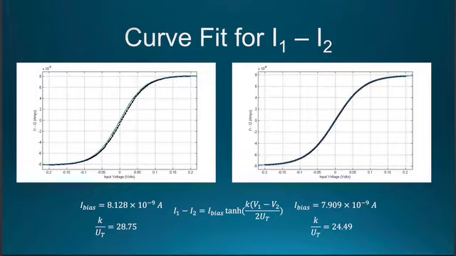These are our curve fits for I1 minus I2. We used a tanh equation to curve fit and find an I bias and kappa over UT. Overall, for the three, our I bias and kappa over UT did not change very much between the three graphs, while for the measured data it changed slightly between all three.